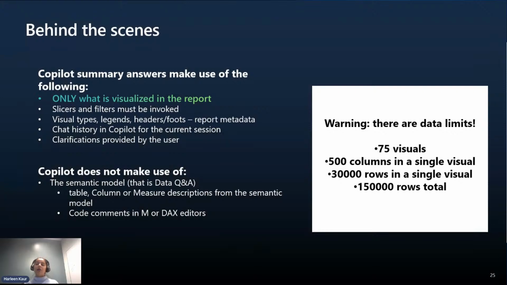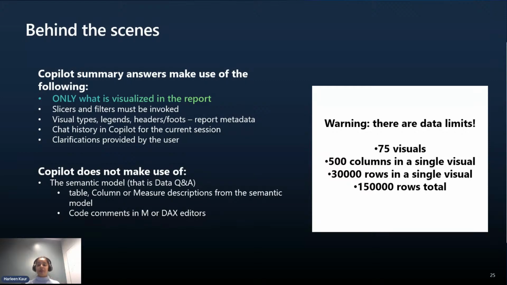Now let's understand what's going on behind the scenes for the summary. So Copilot in this case is actually making use of only what is visualized in the report. It's also looking at visual types, legends, headers, fonts, the entire report metadata, and the chat history in Copilot for the current session. And then it also uses clarifications which are provided by the user.